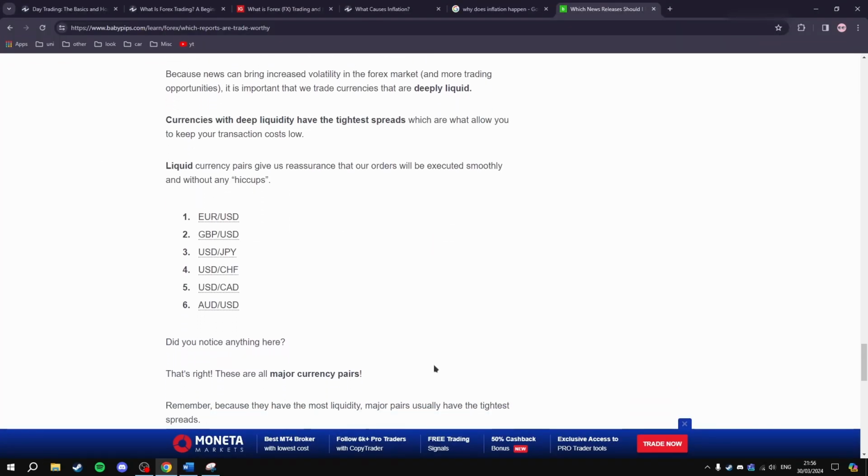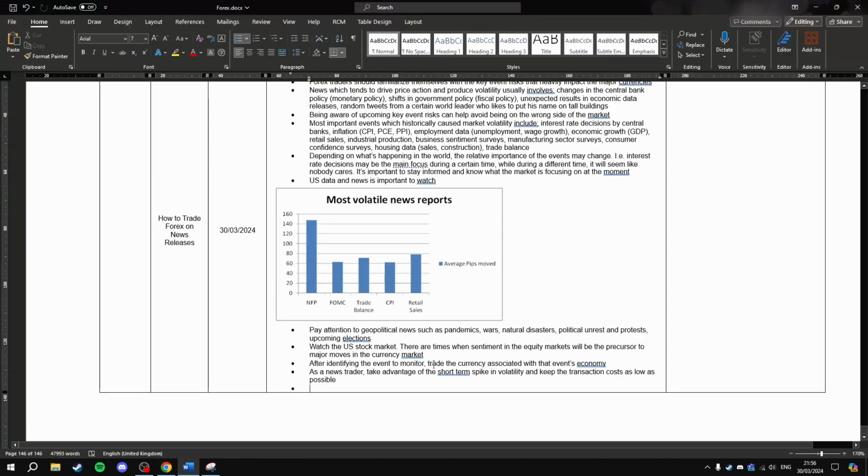Because news can bring increased volatility in the Forex market and more trading opportunities, it is important that we trade currencies that are deeply liquid. Important to trade currencies that are deeply liquid.